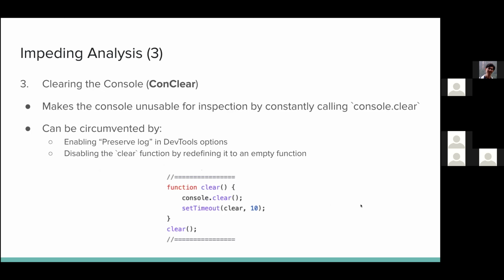Okay. The third technique is also a very simple one, which also uses an infinite loop to make the console unusable by constantly clearing the console. So if I'm trying to run code using the console, it will just keep disappearing. However, it can be circumvented by preserving the log, so the history of commands in developer tools, or analysts can also disable the clear function by redefining it to an empty function.